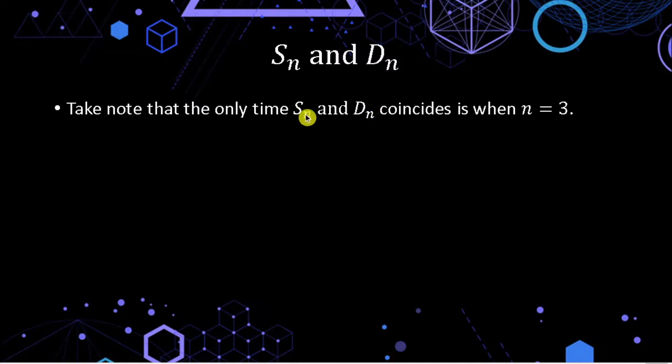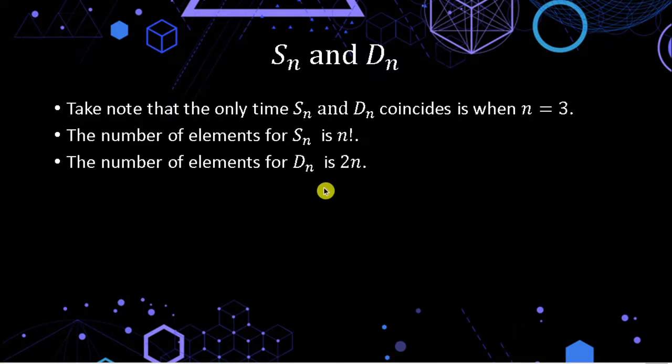S sub n and D sub n coincide only when n is equal to 3. So that's the only time they have the same number of elements. Because for S sub n, to compute for the number of permutations, we use n factorial. However, for dihedral groups, D sub n, actually the formula is 2n. So it's really easy to show that they are different.